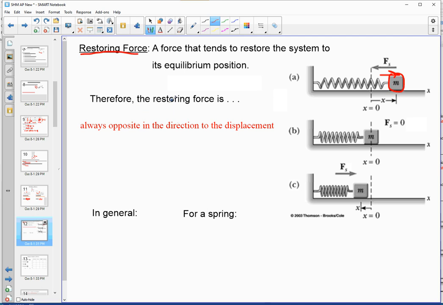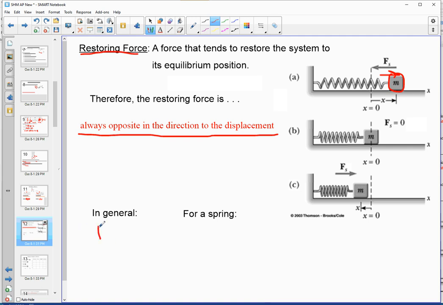And there's something very special about the restoring force in simple harmonic motion. The restoring force is always in the opposite direction of the displacement, which makes sense. If you raise a pendulum up and to the right, gravity wants to bring it back to the left. If you displace a mass on a spring to the right, the spring force wants to pull it back to the left. So the force and the displacement are always going to be in the opposite direction.